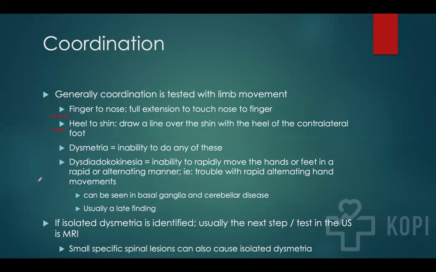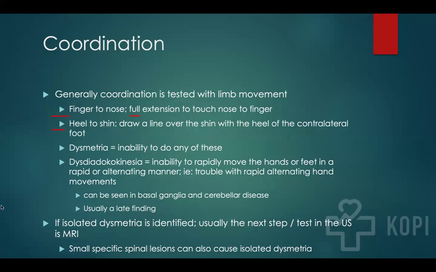Full extension is the most important thing to remember about this. When you talk about heel to shin, you also want to make sure that they draw their heel all the way up to the knee. If they don't, then you can miss fine motor weakness. You can also miss very subtle dysmetria.